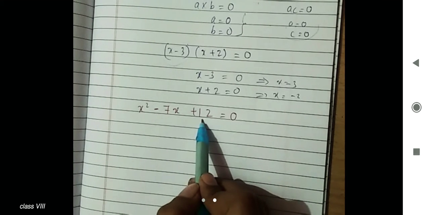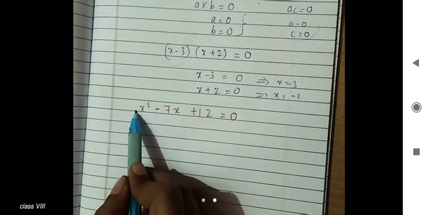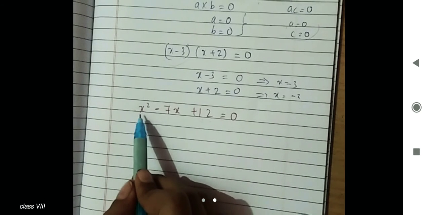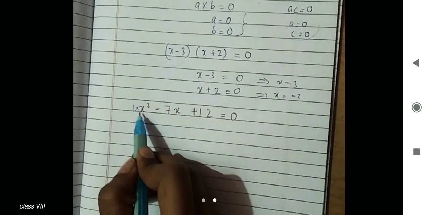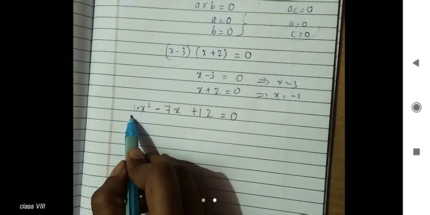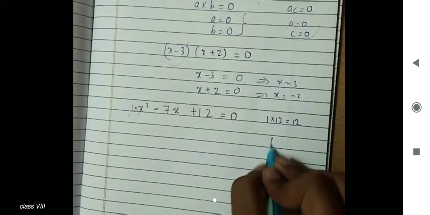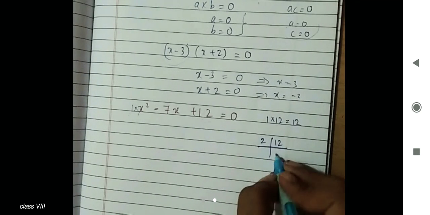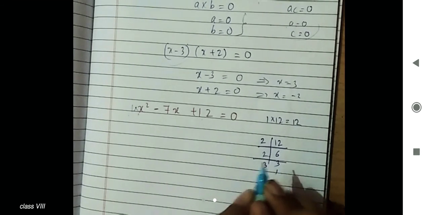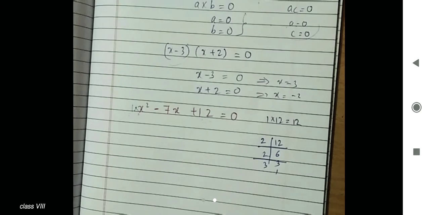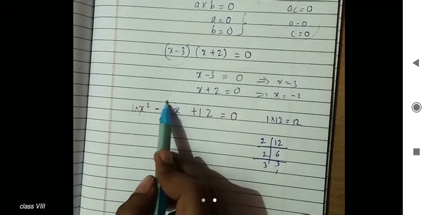Your first step is that you will multiply your constant by the coefficient of x square. Here, what is the coefficient of x square? That is only 1, because 1 into x square will give you x square. So 1 into 12 will give you what? 12. Now you will factorize 12, that is 2, 6, 12, 2, 3, 6, and 3, 4. Now, what you need is to play with two numbers only, such that you get your middle term, which is 7.